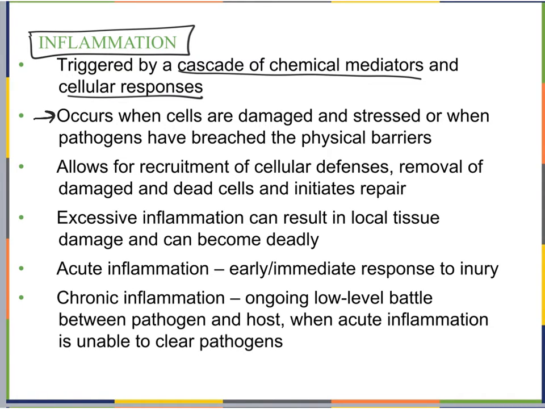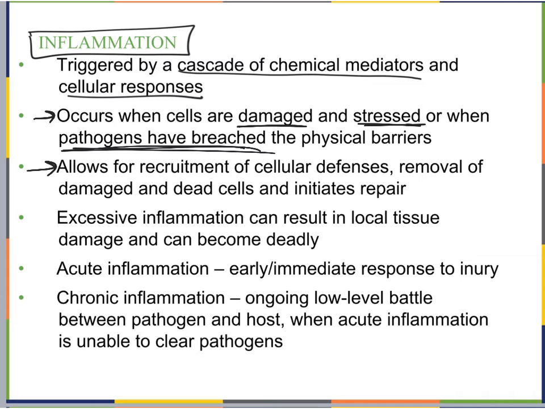So inflammation occurs when cells are damaged and stressed, or when pathogens have breached the physical barriers. If our cells are damaged in some way, say we bump into something and bruise ourselves, then we have some inflammation. If our cells are stressed, if we've used them too much, think of something like blisters, for example, we've stressed the cells, we've kind of destroyed the area. And then when pathogens, of course, have come in, they've breached our physical barriers, they've gotten past the skin or mucous membranes, and so now we have this inflammation triggered.